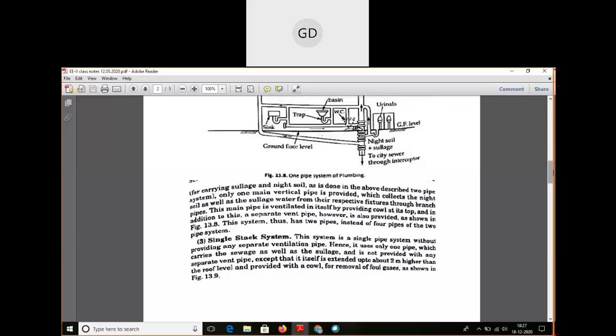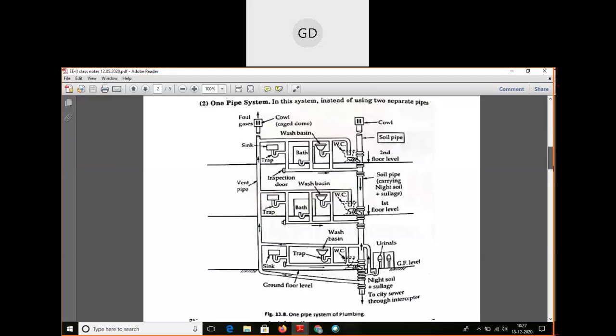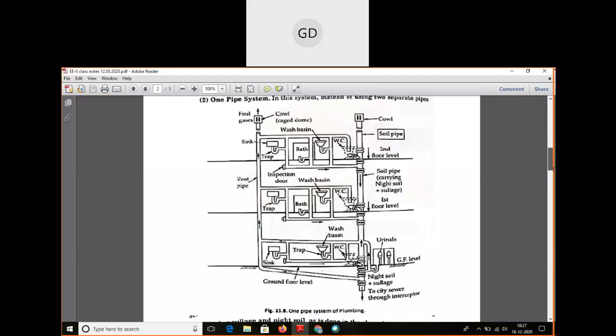Basically, one is your vent pipe, and the other main pipe is carrying the sewage and the night soil. But along with this, one vent pipe will also be there. So it is saying that there will be two pipes. Okay, so this is a diagram you can see. This is a diagram of your one pipe system of plumbing.